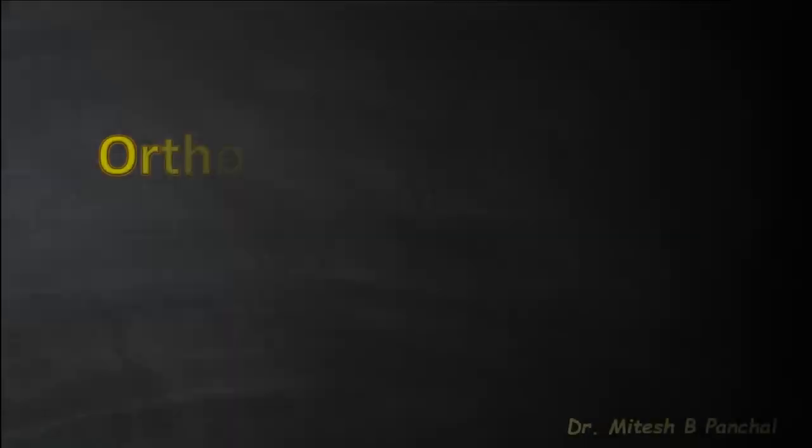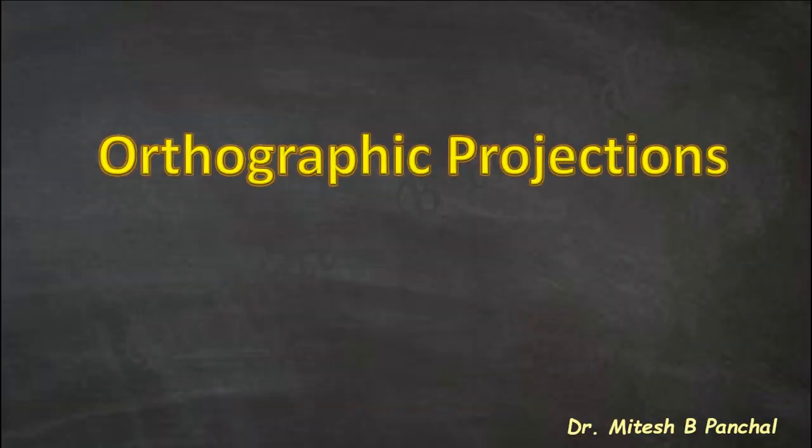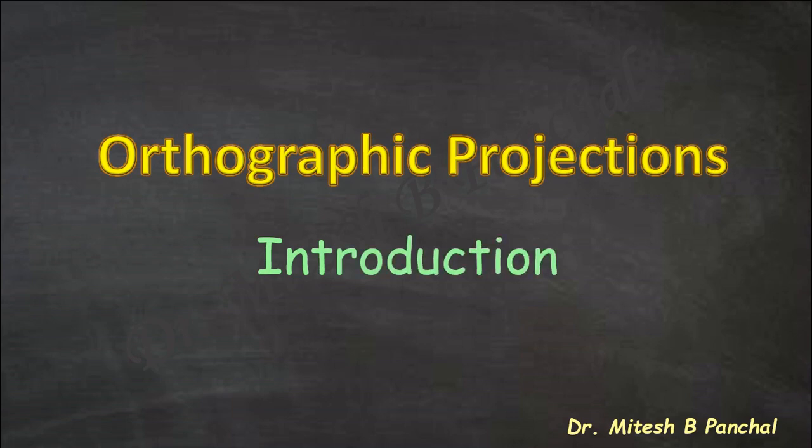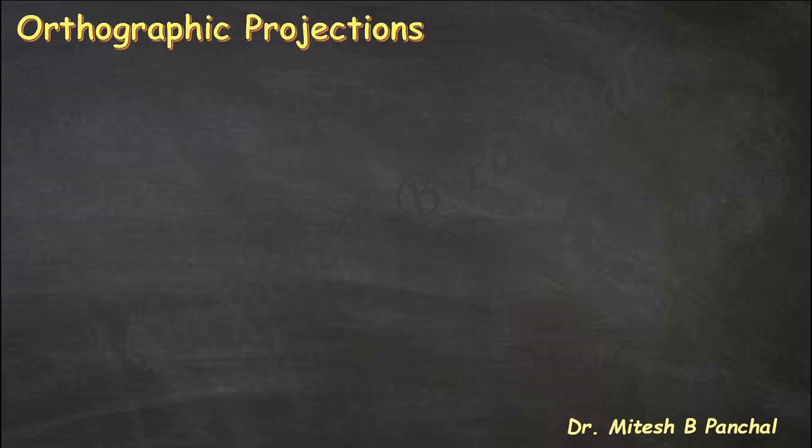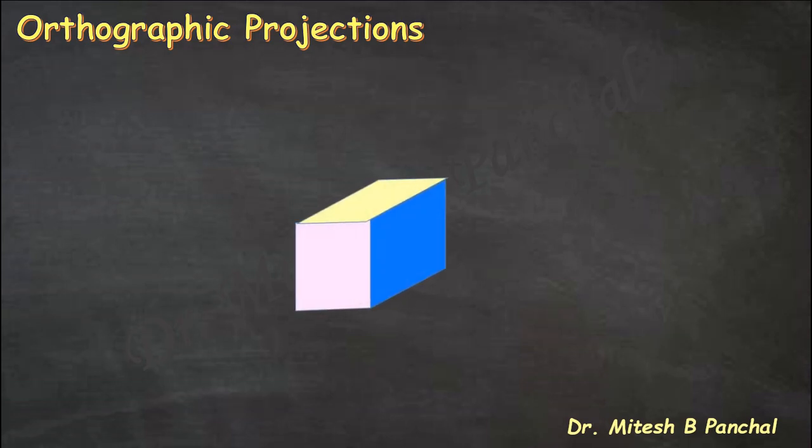In this particular session, the introduction of orthographic projection is planned. Mainly, three things are important to obtain the orthographic projection of an object. The first one is the object. Object is nothing but the engineering component or engineering element or an engineering system.